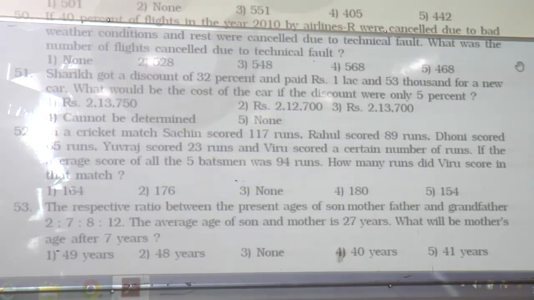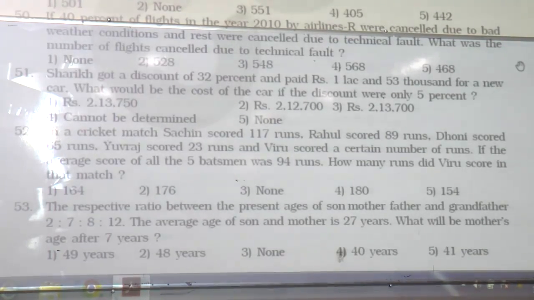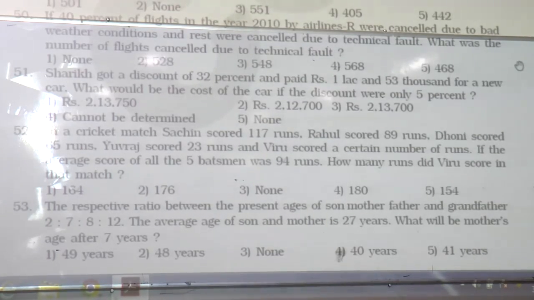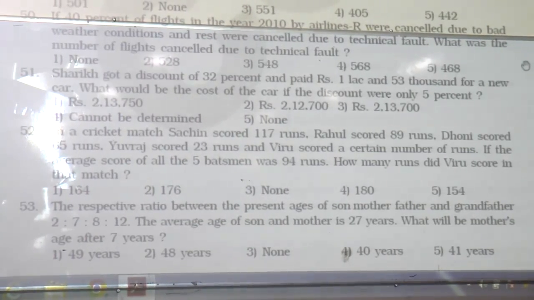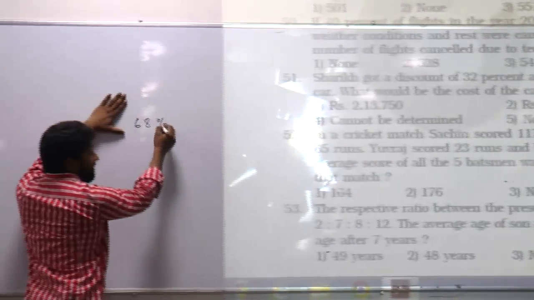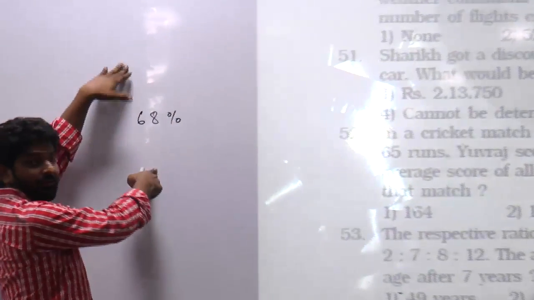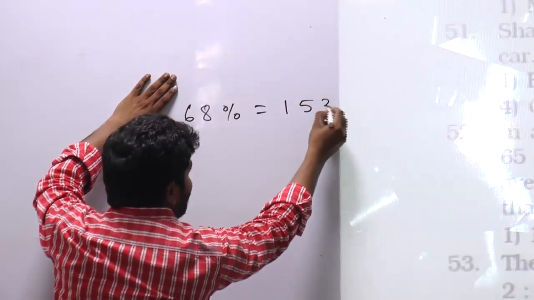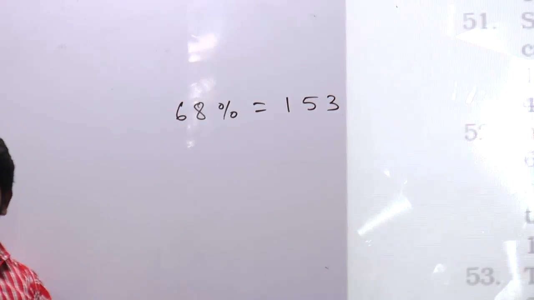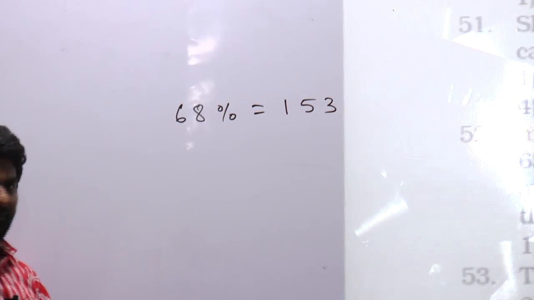51. Shari got a discount of 32% and paid 1,53,000 for a new car. What would be the cost of the car if the discount were only 5%? Right. If he gets 32% discount, selling price becomes 68% of market price. Yes, sir. And this is equal to 153,000. 1 lakh in the sense 100,000.